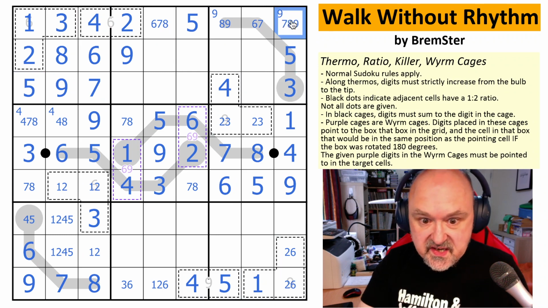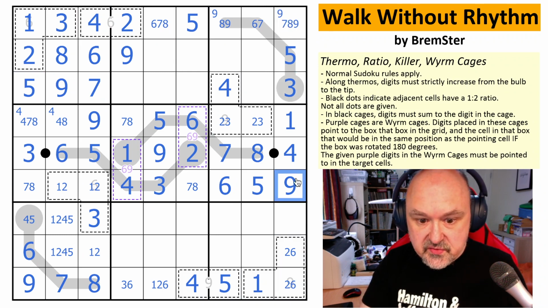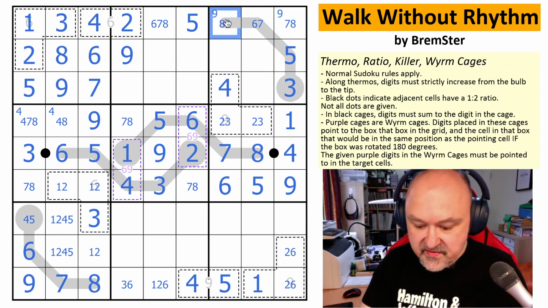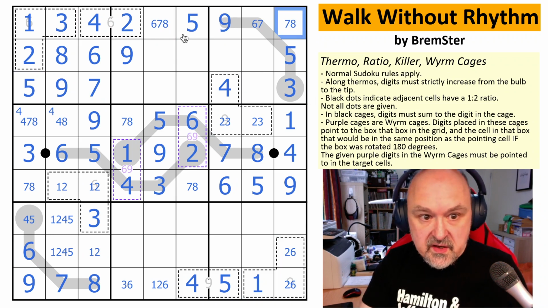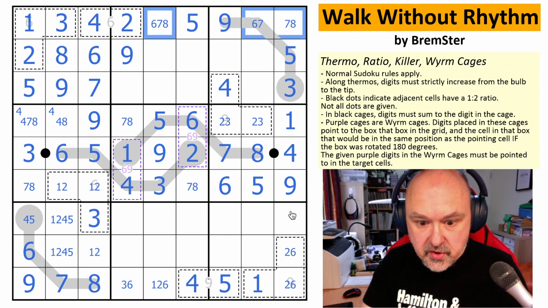This is not a 6 anymore because of the 2, 6 pair. It's also not a 9. This is a 7, 8. That's not the 9, that's the 9. We've got a 6, 7, 8 triple along the top, but this must become a 7 or an 8 to complete the column.